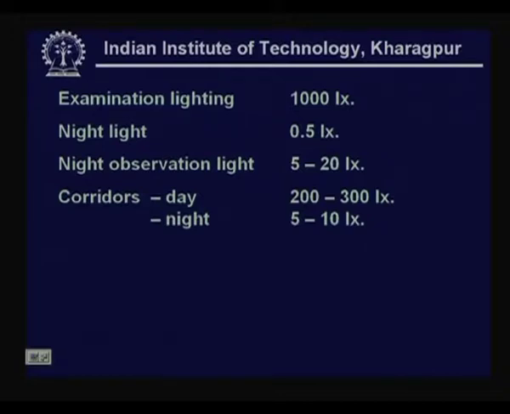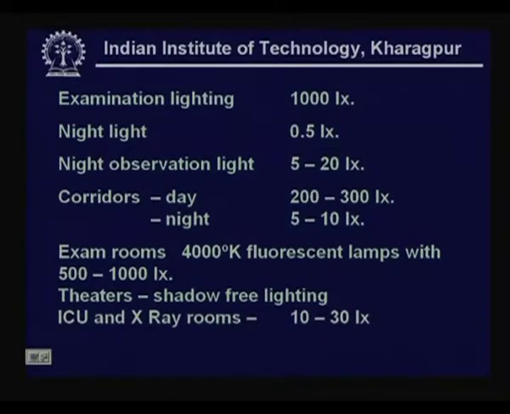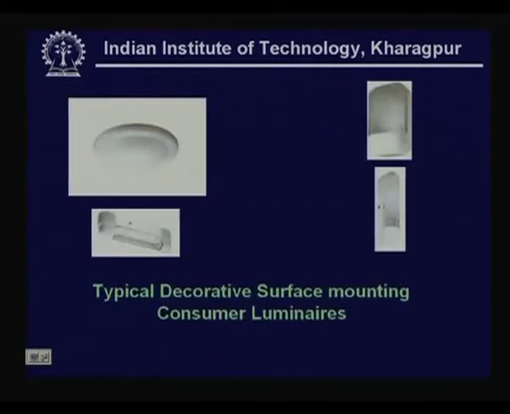Examination lighting is necessary because it could be an interior examination, and these may be provided with magnifying lenses. So examination rooms are invariably provided with what we call 4000 K fluorescent lamps with 500 to 1000 lux. Theaters, here meaning operation theaters, should have shadow-free lighting. ICU and X-ray rooms can have low levels of lighting, because X-rays should not be exposed to any light, whereas in the ICU the patient needs good recovery and relaxation, 10 to 30 lux.